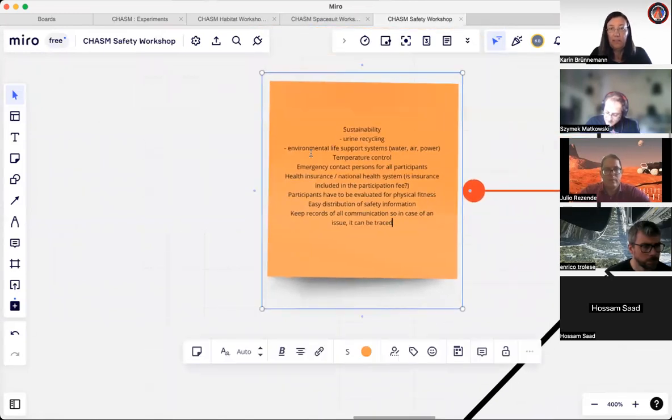Yeah. So keeping track of records of all communication, so in case of an issue, it can be traced. Good point.